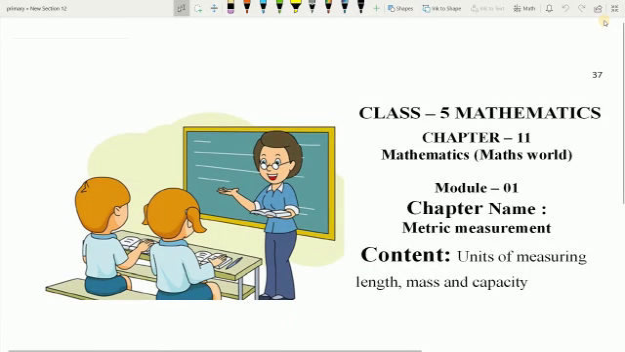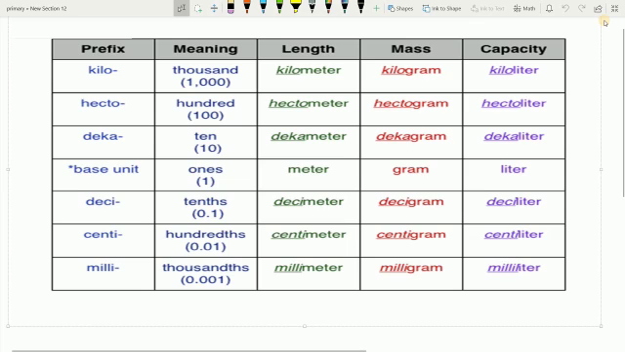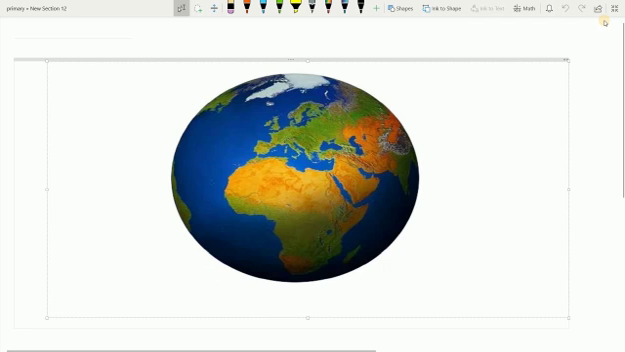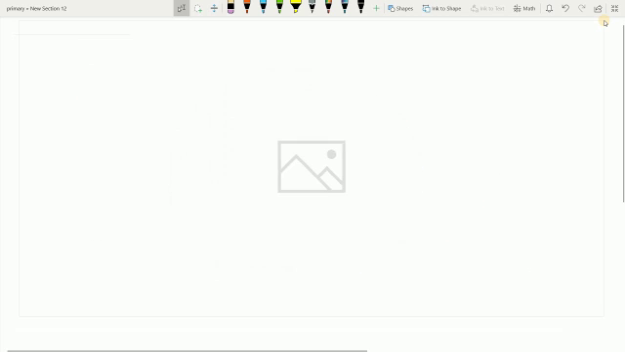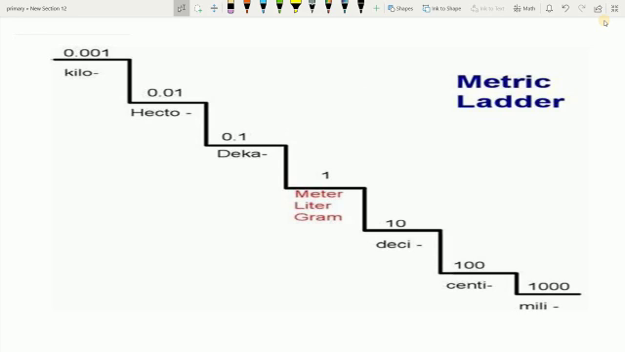Good morning, dear students. Today I am going to start a new chapter, metric measurement. In that we will learn units of measuring length, mass and capacity. So let's start. The metric system is a worldwide accepted decimalized system of measurement.